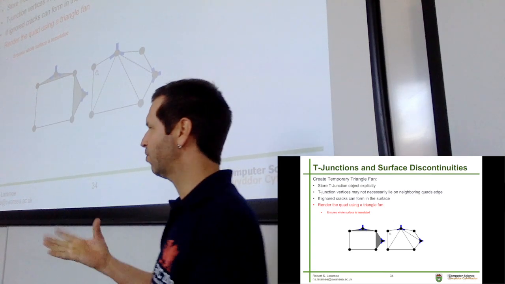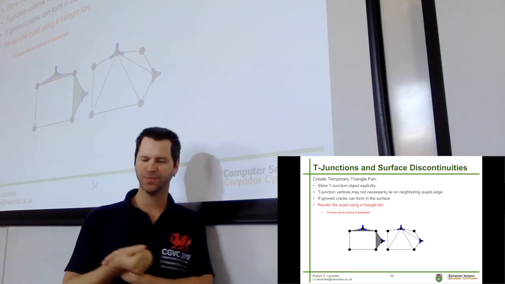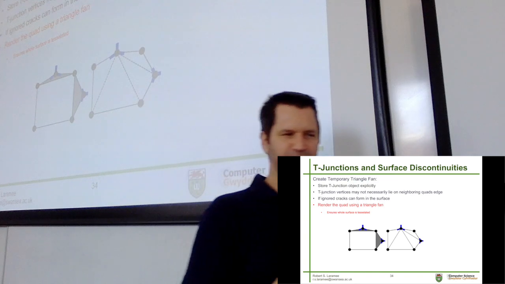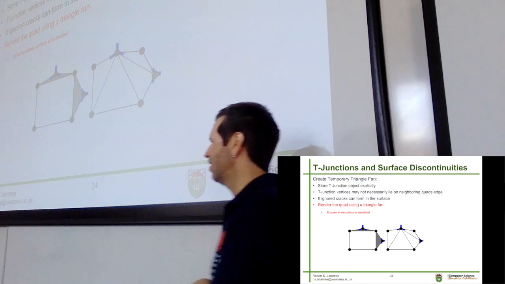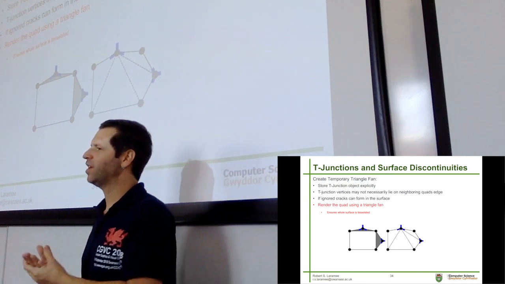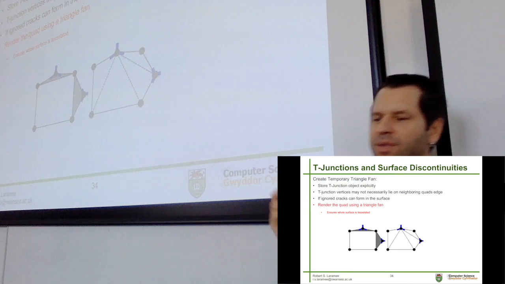So this information does not disappear. It's just when we render the surface, we choose to render it as a set of triangles, which is kind of funny. I heard everybody laughing because we said it's a quad-based streak surface. So it's like cheating a little bit.